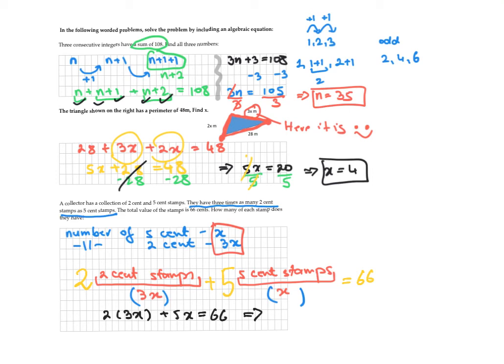From here, 2 times 3x is 6x. And now it's not hard, actually, it's pretty easy. So 6x plus 5x is 11x. It's equal to 66. And from here, we can say that x is equal to 6 because 66 divided by 11 is 6.